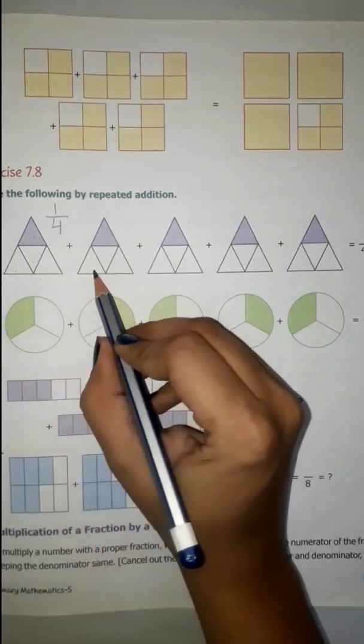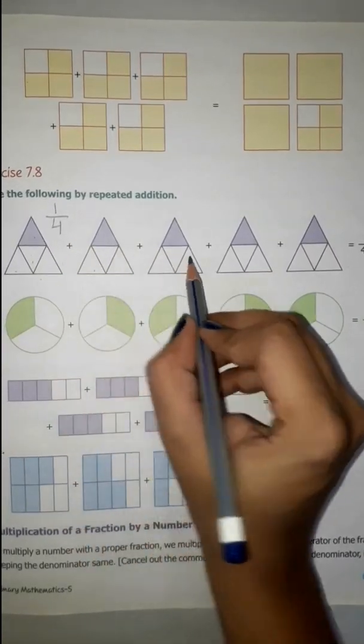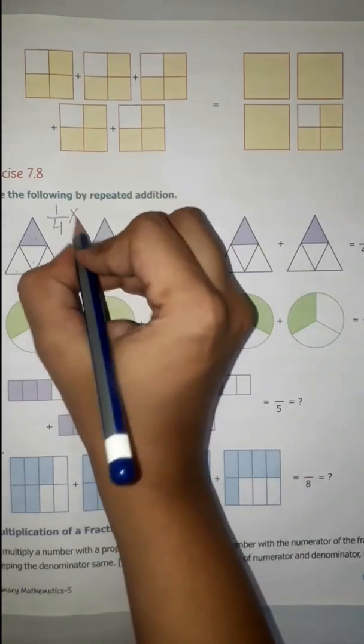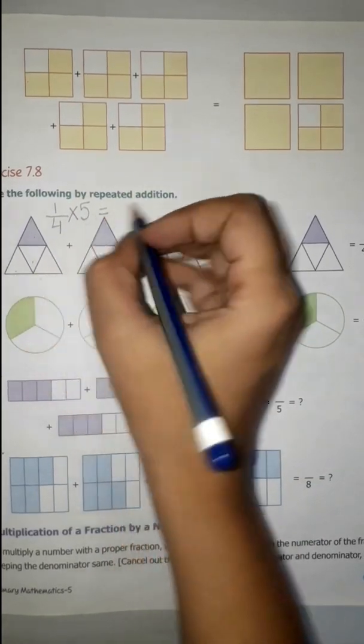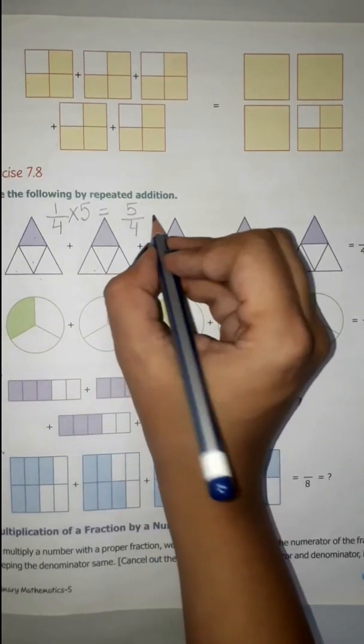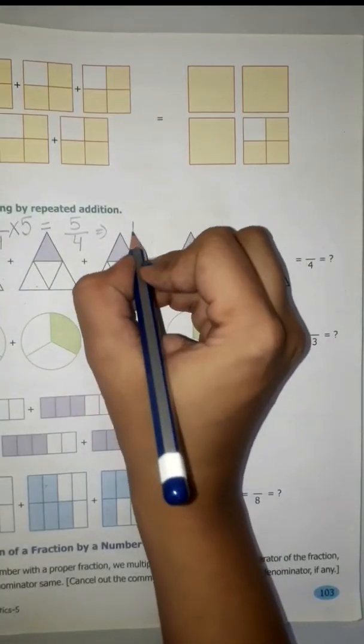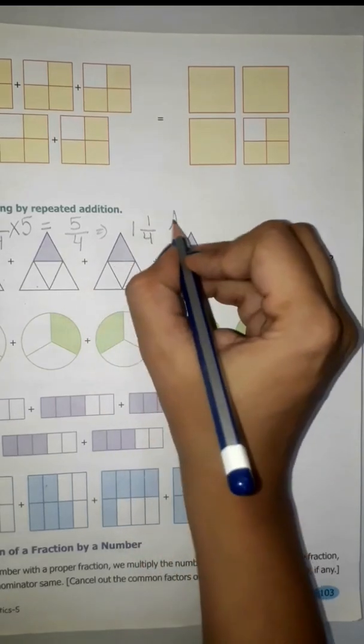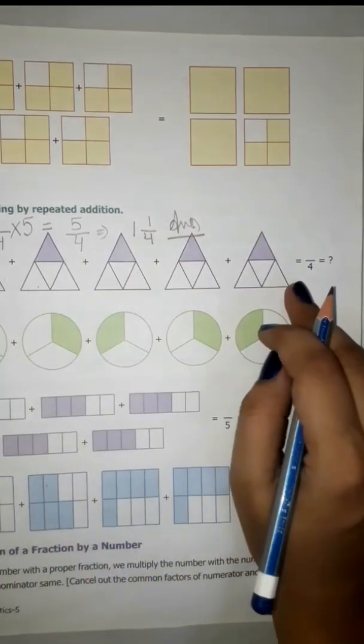How many times is it getting repeated? 1, 2, 3, 4 and 5. So it will be multiplied by 5. So the answer will be 5 by 4. And this we can write as a mixed fraction, that will be 1 whole 1 by 4. And this is the answer of this addition.